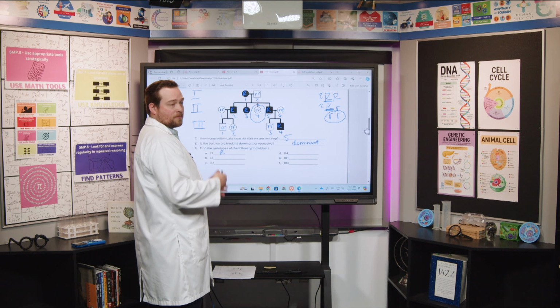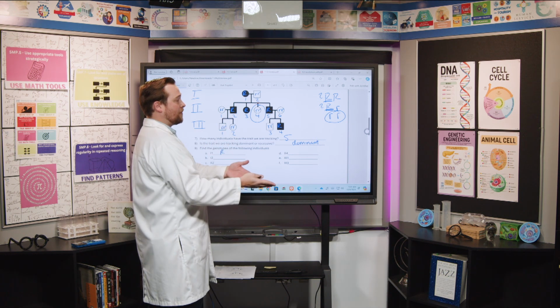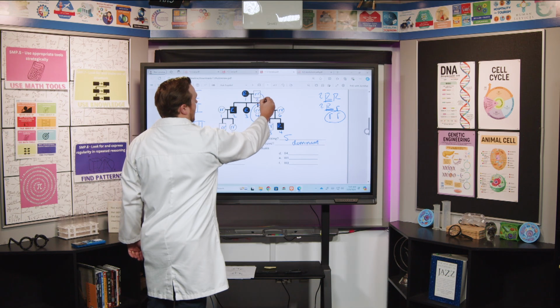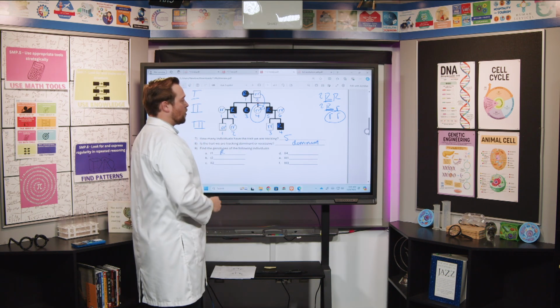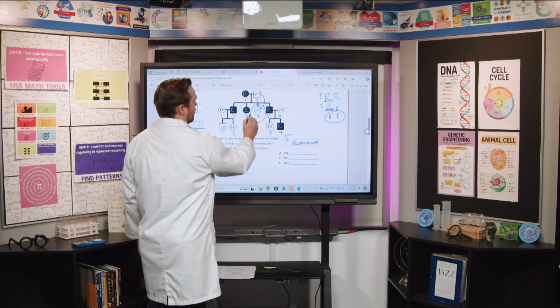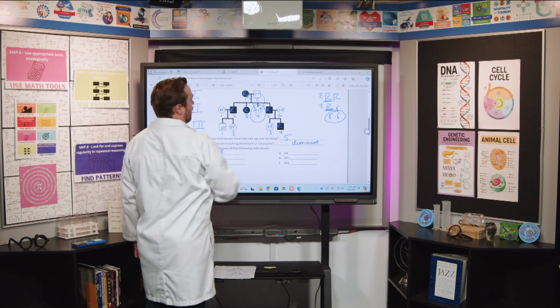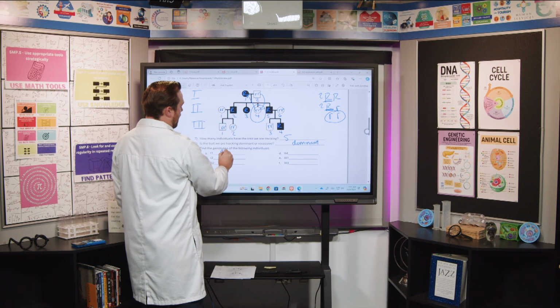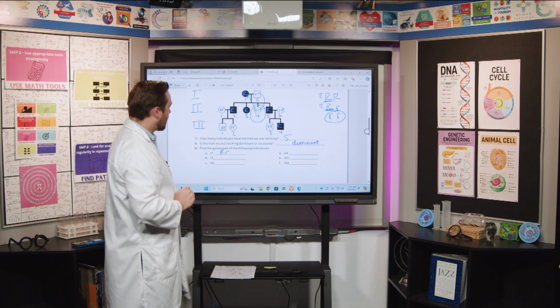Half of your DNA comes from your mom, and half of your DNA comes from your dad. We know that dad only has a little r to give. So one of the little r's came from dad. Where'd that other little r come from though? Well, that little r had to come from mom, right? Because half comes from dad and half comes from mom, and that means that the mom here is heterozygous, okay?